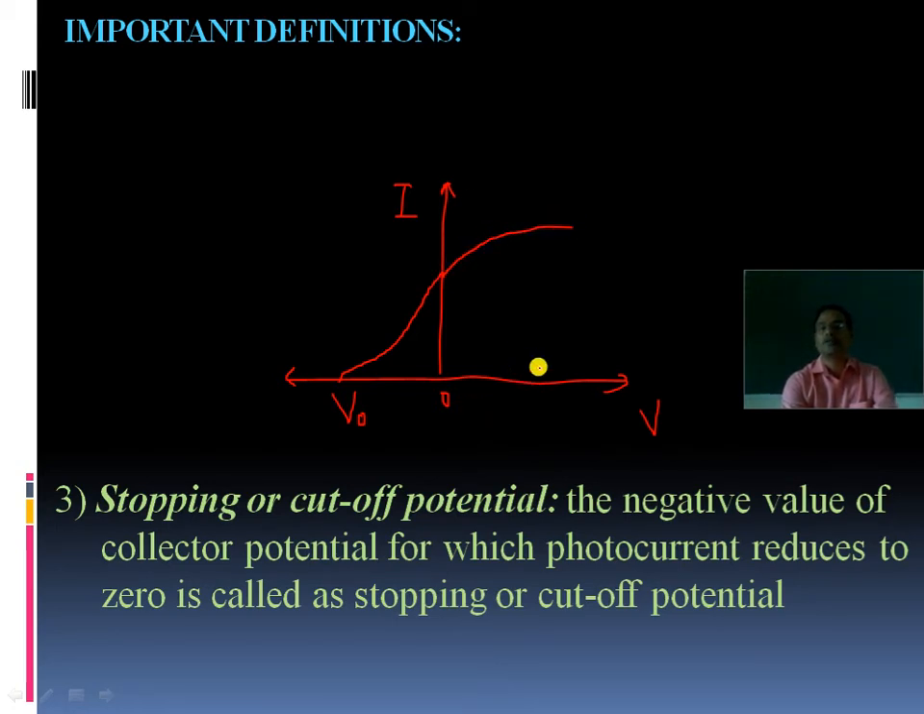This was the positive part of that graph with saturation current. If we go on increasing, so the collector is given negative potential and it is increased gradually, it is observed that at a certain negative value of collector potential, the collector current reduces to zero. So the negative value of collector potential for which photocurrent reduces to zero is called stopping or cutoff potential.